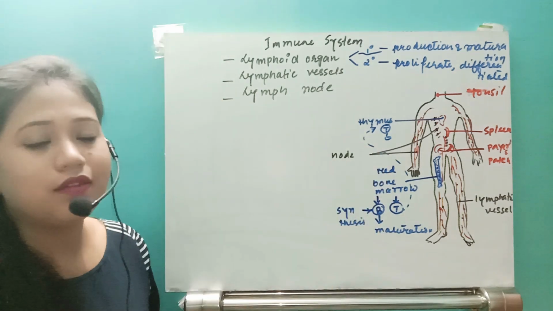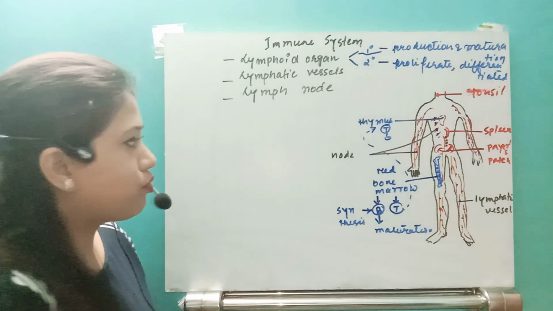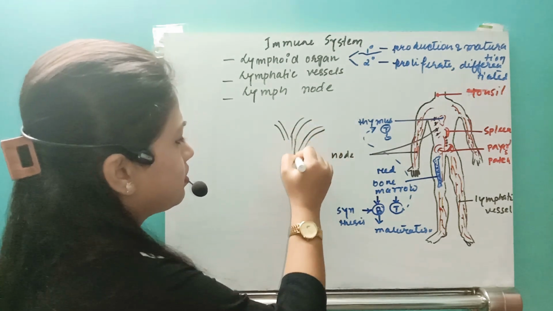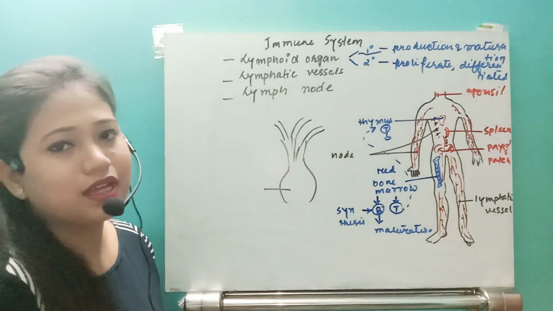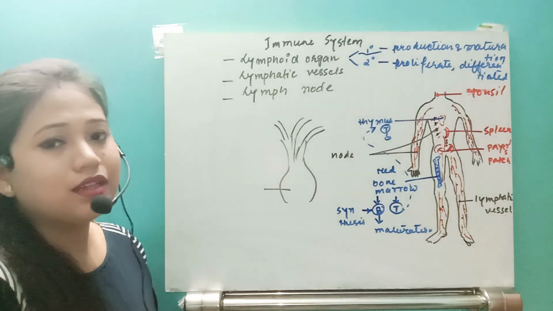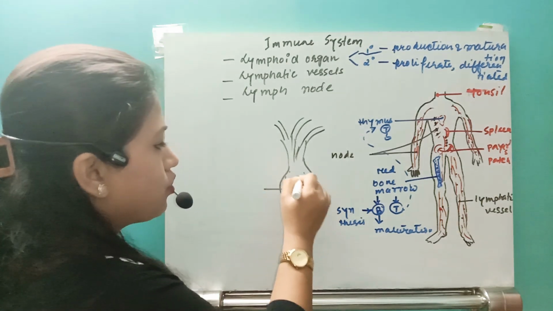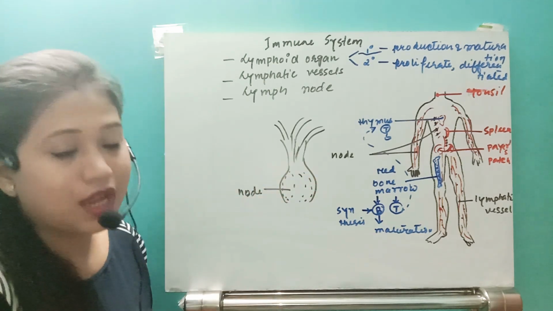So what are the lymphatic nodes? Lymphatic nodes are actually a region. Suppose this is the lymphatic vessel. A number of lymphatic vessels are coming in. This is one organ that will be known as the node-like structure. This is a site where the WBCs are present in high amount. So those nodes will provide the protection.